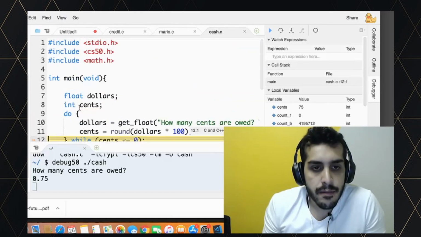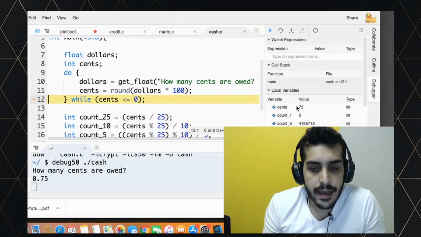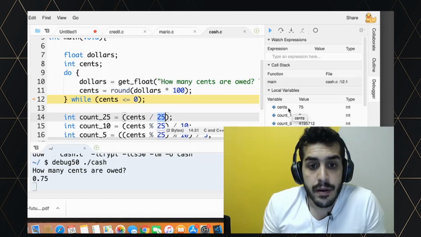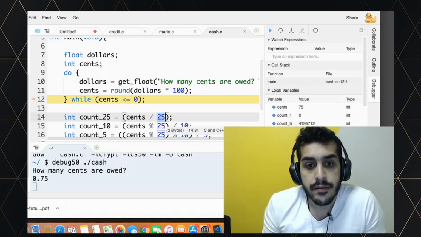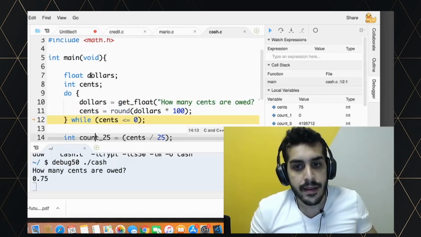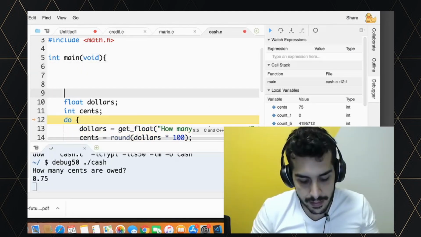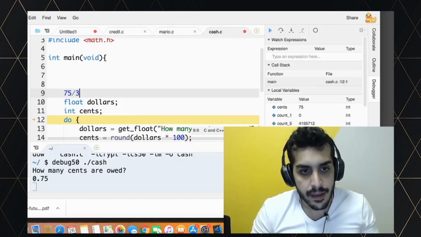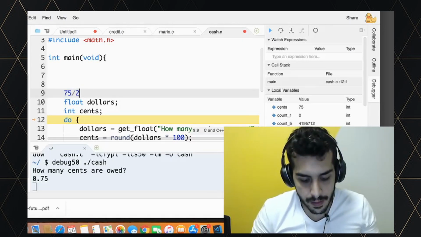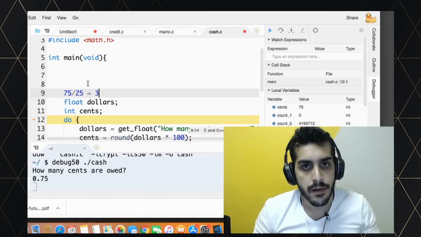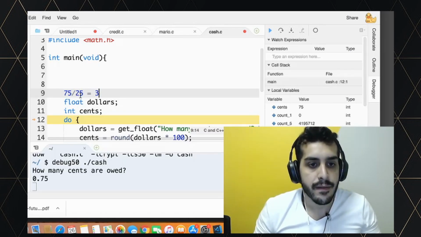So now how do we deal with the rest? We have 75 cents. How many 25s do I have in 75 cents? We know it's 3. We could do this just by subtracting 25, 25, 25, and increasing the count by 1, but a better way is to divide 75 by 25. So instead of subtracting in a loop, if I do 75 divided by 25, that gives me 3. That's exactly the amount of 25 coins I need.